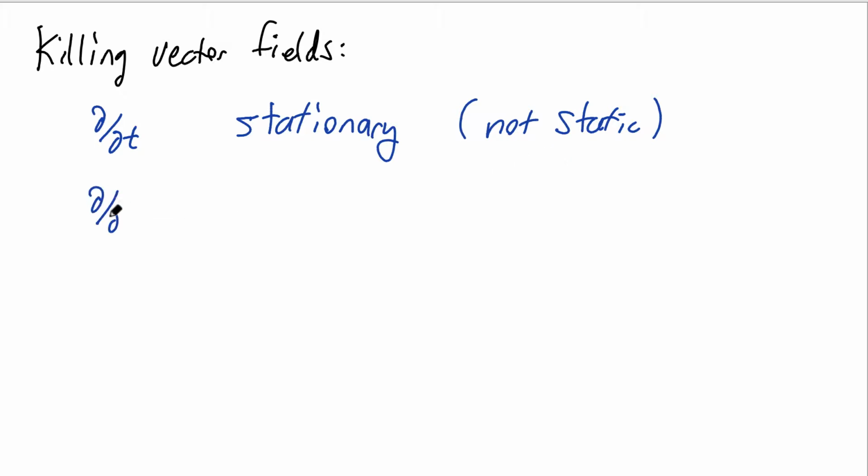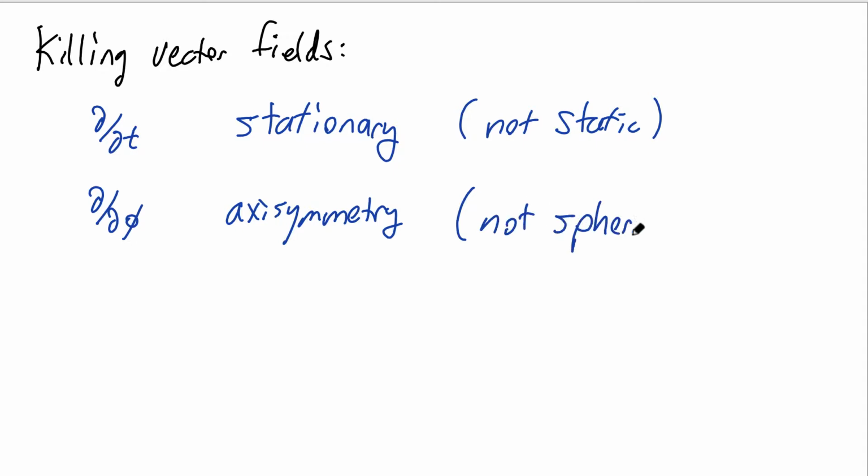The other Killing vector field we identified was d/dphi, so this tells us that the Kerr black hole has an axisymmetry. In other words, a symmetry under rotation about what we sometimes refer to as the z-axis. But it's not spherically symmetric like the Schwarzschild black hole. So these two Killing vector fields, which we easily identified from the Kerr metric written in Boyer-Lindquist coordinates, are in fact the only two Killing vector fields of the Kerr geometry.